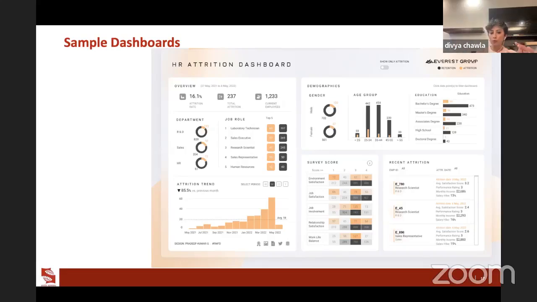So you have the part to whole being represented by those donuts. You have the trend being depicted through that bar graph, where you can clearly see the spikes, right? You can see the information highlighted in that survey score at the bottom. So a classic example of what a beautiful visualization or a dashboard could look like.